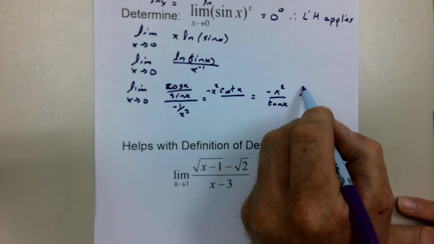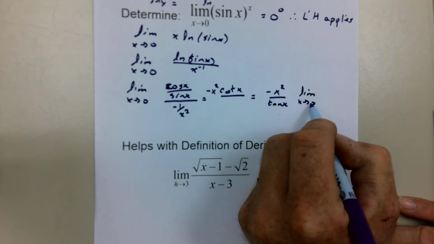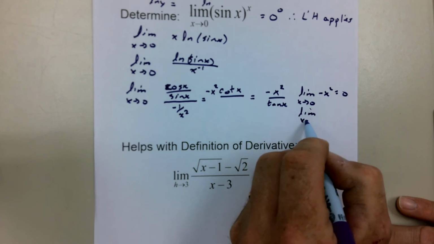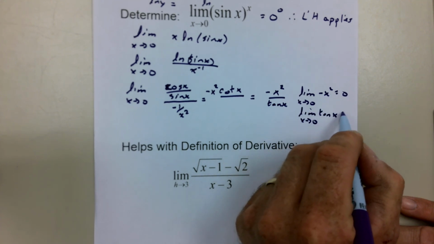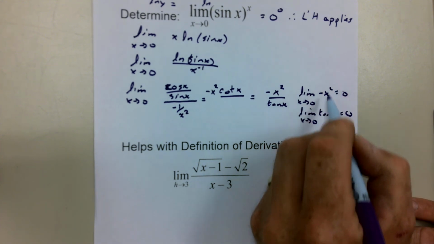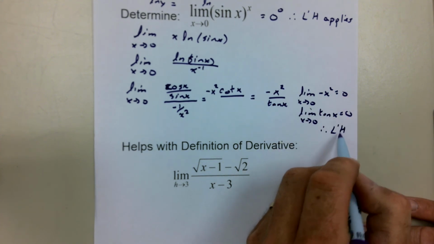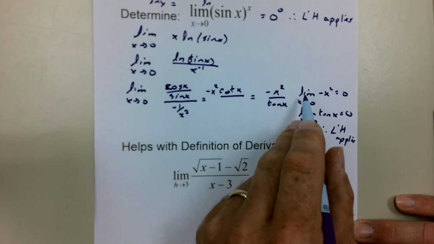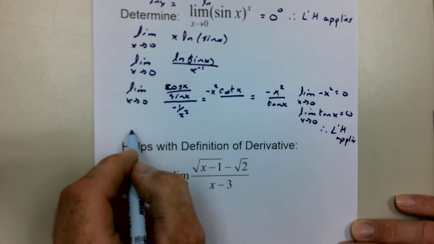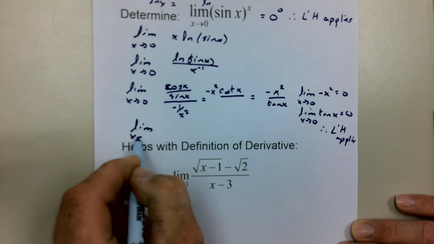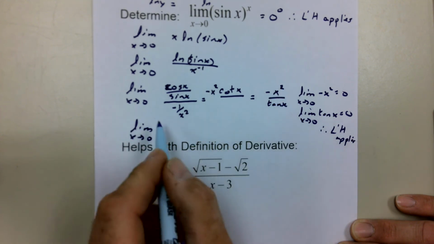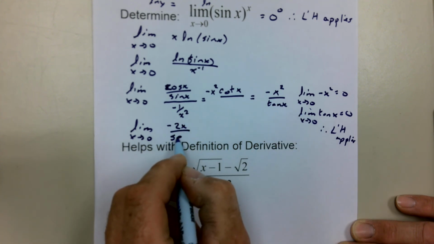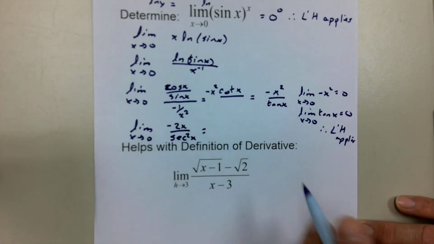So again, I can write that out. The limit as x goes to 0 of negative x squared equals 0. The limit of tangent of x as x goes to 0 is 0. So therefore another L'Hopital's rule is going to apply. I can find the derivative of the numerator and denominator. So I'm taking the limit as x goes to 0. Derivative of negative x squared is negative 2x. Derivative of tangent of x is going to be secant squared of x.